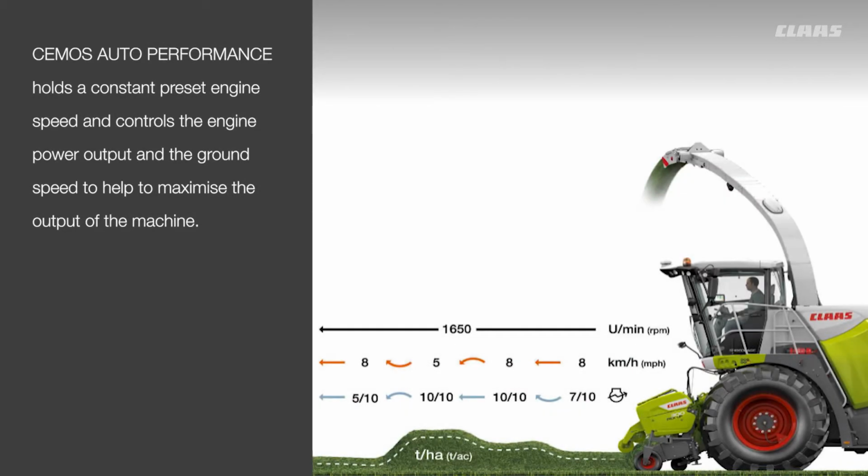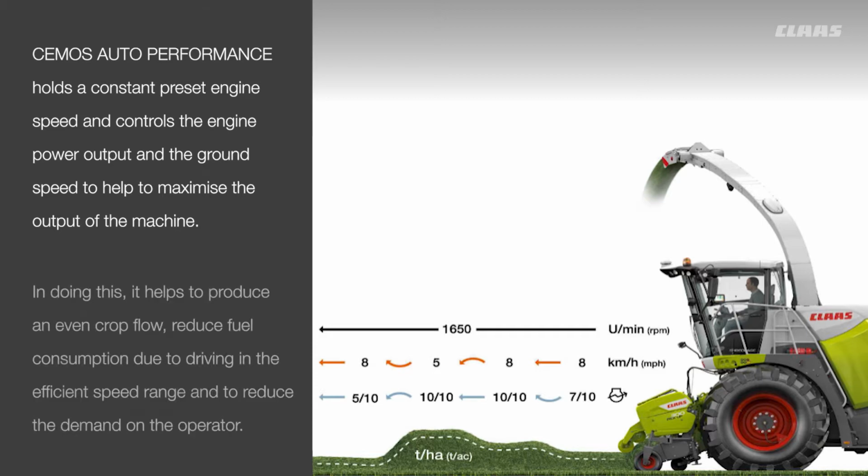CEMOS Auto Performance holds a constant preset engine speed and controls the engine power output and the ground speed to help maximize the output of the machine. In doing this, it helps to produce an even crop flow, reduce fuel consumption due to driving in the efficient speed range, and reduce the demand on the operator.